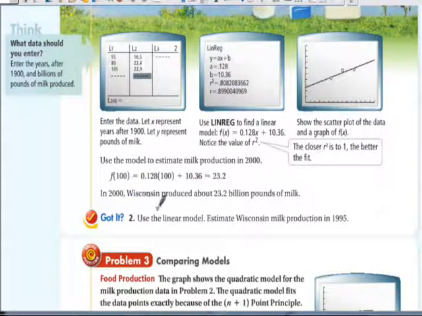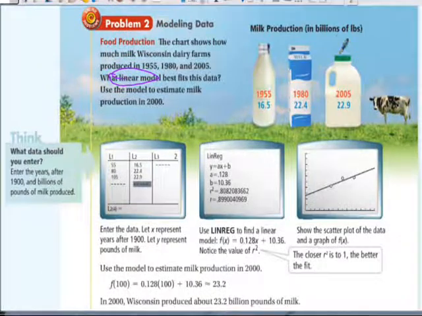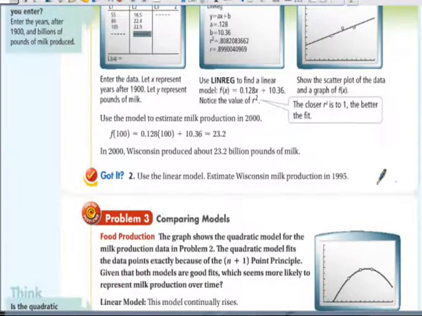And then for the got it number 2, we're going to use the same model and predict how much milk was produced in 1995. Go ahead and do that. How much milk was produced in 1995? Keeping in mind that this is in billions of pounds. Go ahead and pause the video and try that.